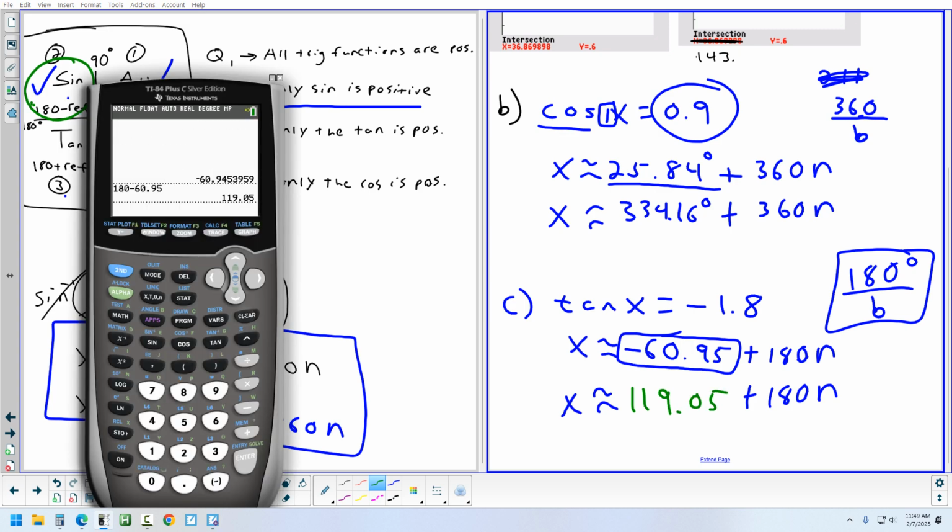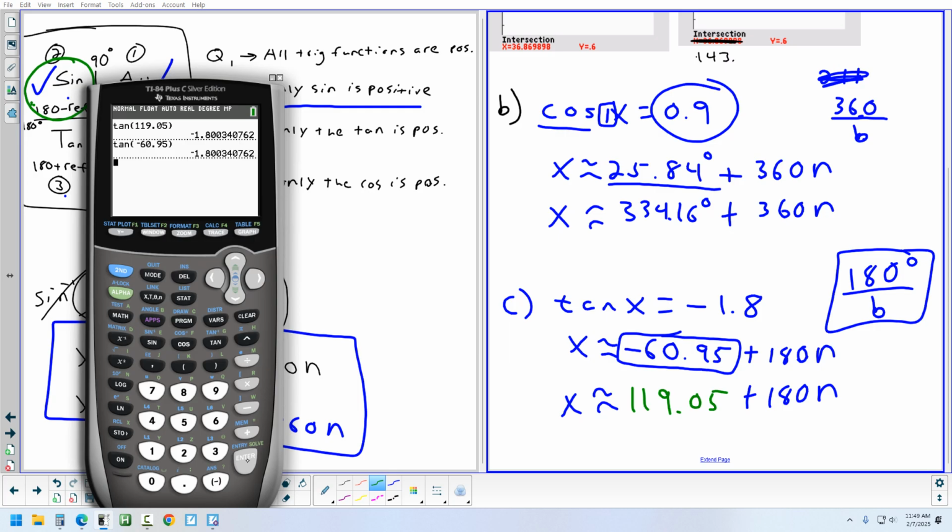Right, let's check it. If I take tangent of 119.05, what should I get? Negative 1.8. Close enough. I get negative 1.800. Yep. And if I take the tangent of negative 60.95, I should get close to negative 1.8. Negative 1.8 again. Yep, and I do. So it's very easy to check your two answers if you plug them back in.